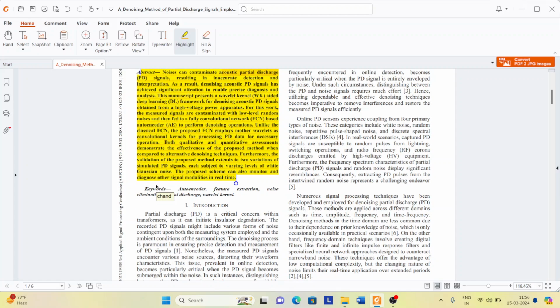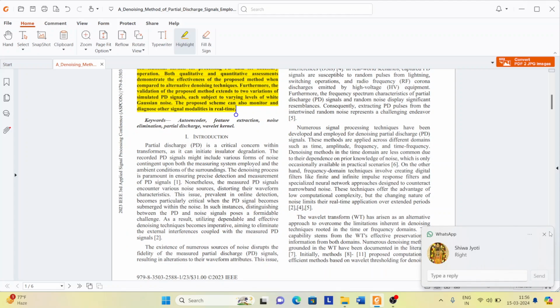In the starting, I told you what are the things that we have taken while writing the paper. First, what is partial discharge? Partial discharge is a critical concern within transformers and it can initiate insulation degradation. So we have to take care of the partial discharge anywhere. This is the overview of the partial discharge signals and their importance in the electrical insulation system or electrical high voltage, or anywhere we can take the partial discharge.